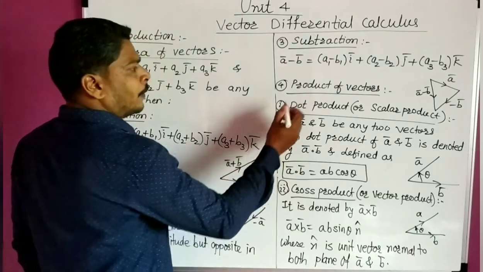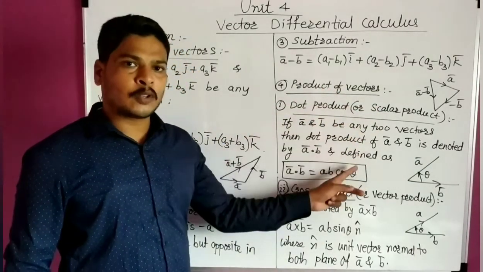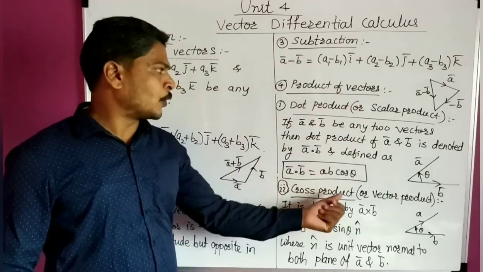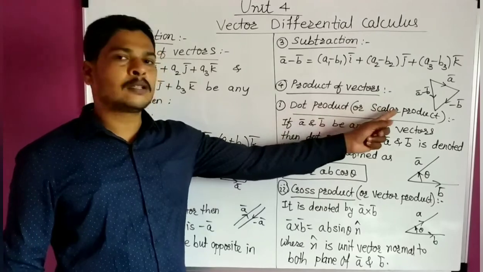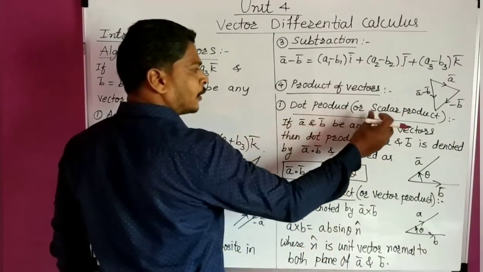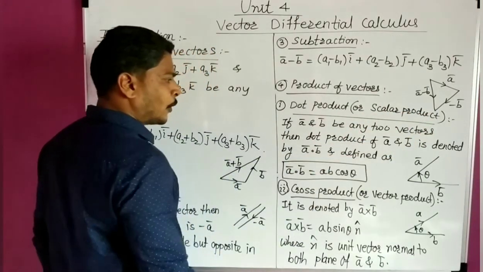Next is product of vectors. There are two types of product of vectors. First is the dot product and second is the cross product. The dot product is also called the scalar product because the dot product of two vectors is a scalar quantity. That's why it is also called the scalar product.